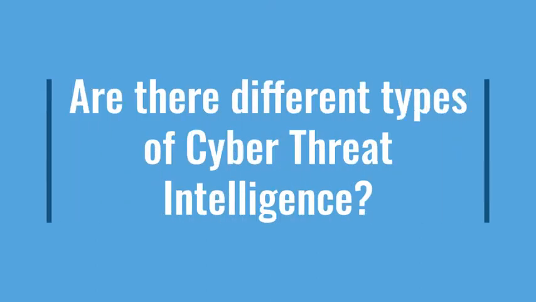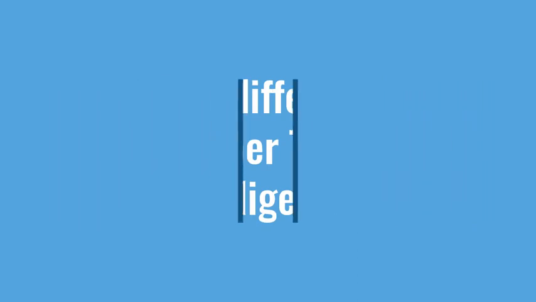A question you might ask is, are there different types of cyber threat intelligence? And the answer is yes. There are three main overarching types of threat intelligence. The first is tactical, which is technical intelligence, which can include things like IP addresses, file names or hashes, which can be used to assist to identify threat actors. The second is operational, and the third is strategic, and we'll take a look at each of those in turn.